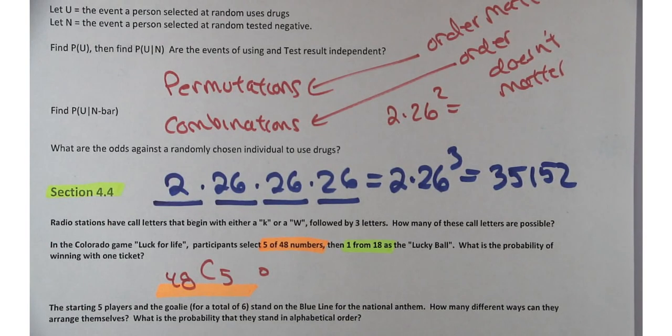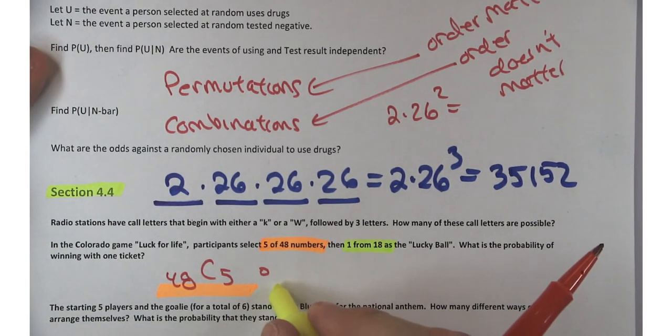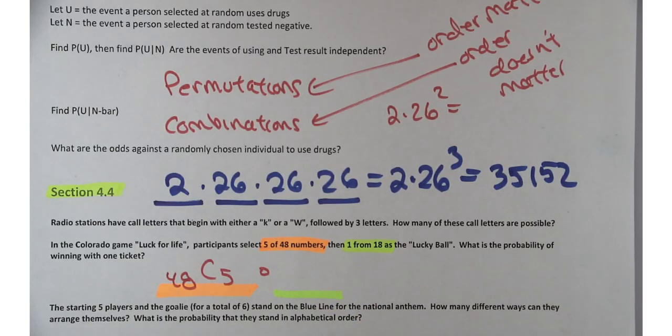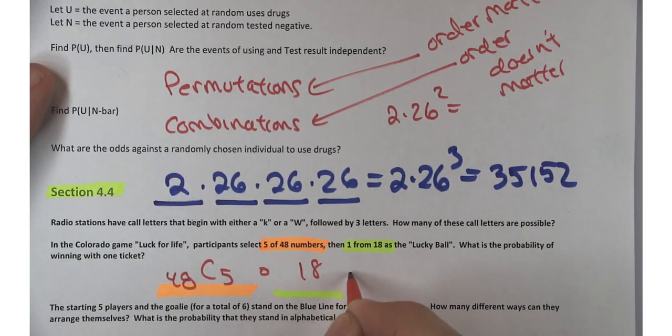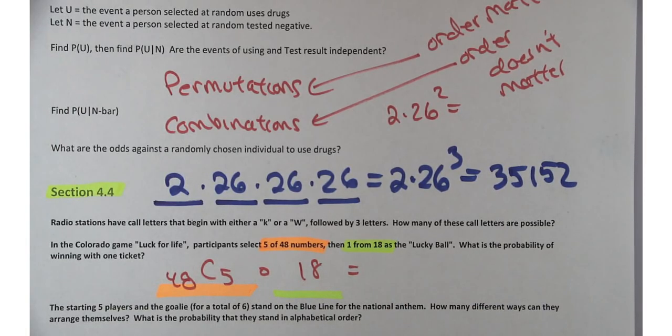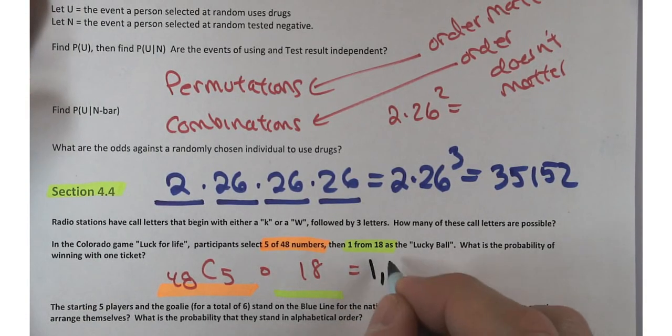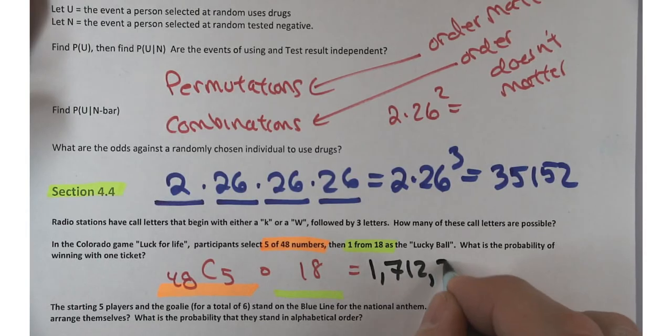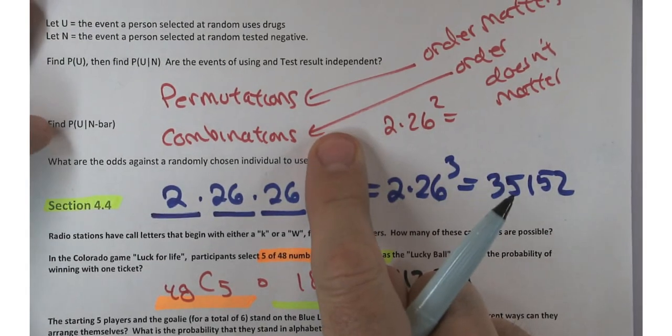Basically 48 choose 5 times 18. You could do 18 choose 1, but 18 choose 1 is just 18. So let's just do 18. So 1.71 million, so 1,712,304. You remember how to do this on Google Sheets?